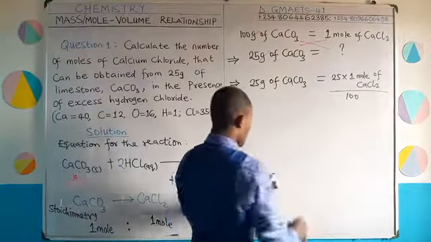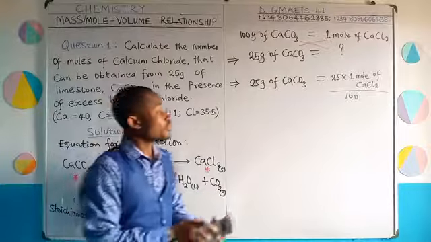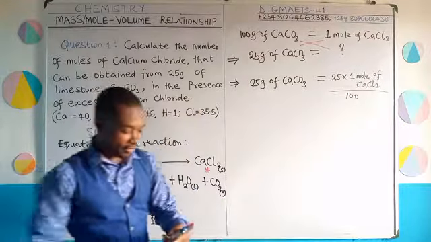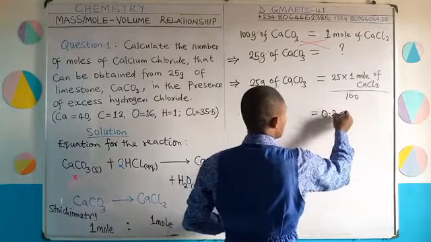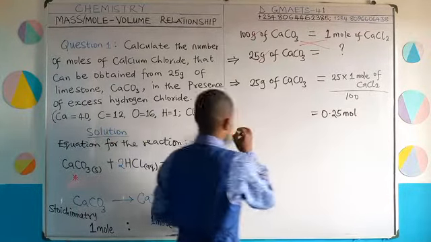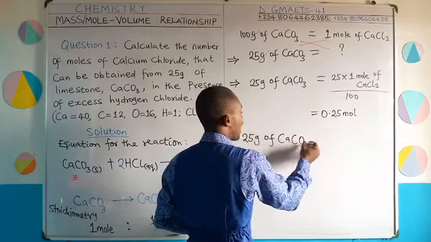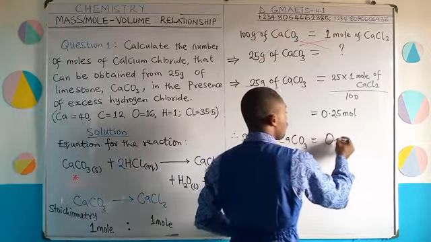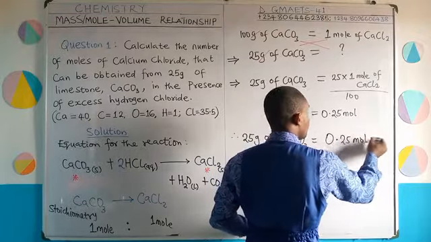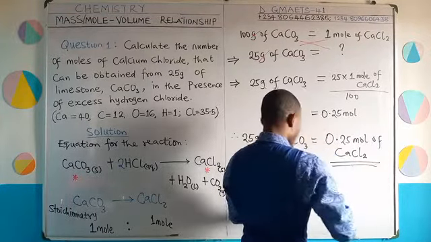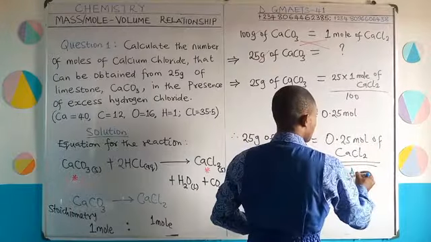Okay, so in conclusion, let us find the value of this. 25 divided by 100 is equal to 0.25. So it is equal to 0.25 mole. Therefore, 25 grams of limestone will produce 0.25 mole of calcium chloride. And this is our answer. So you can see, very simple.